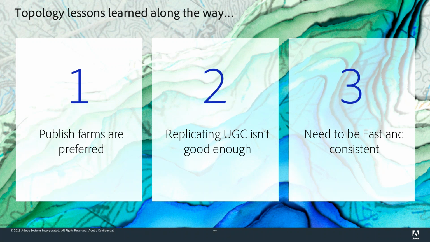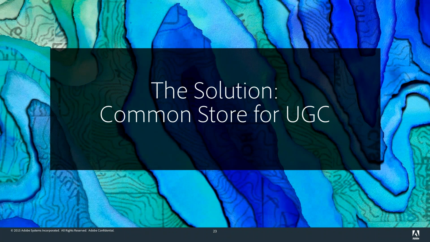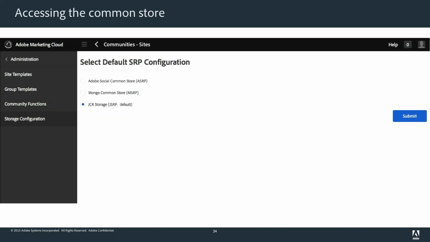So what we ended up building was what we call the common store for UGC. You can configure this in three ways right now, and you probably can't see that, but I'll talk about it. You can configure it to store the data in JCR. You can configure it to store it in a Mongo Solr cluster that you manage yourself, or you can say, Adobe, it's your problem, and store it in our cloud. So you can do one of these three options.